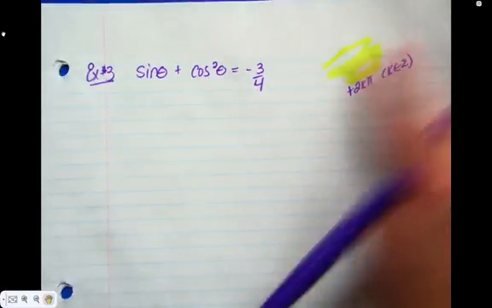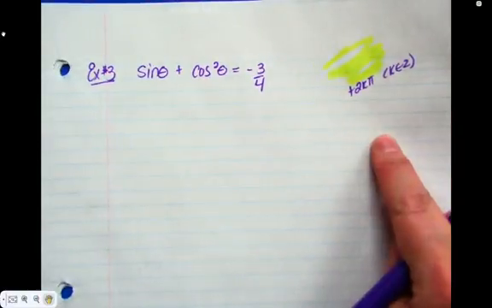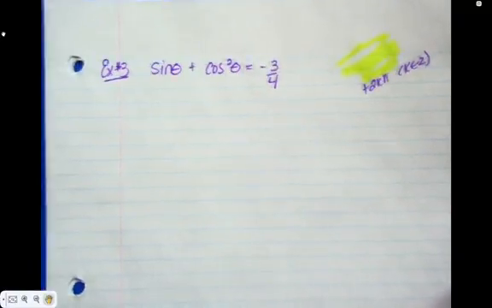And again, what this means in English is all possible coterminal angles, from negative infinity all the way to infinity.